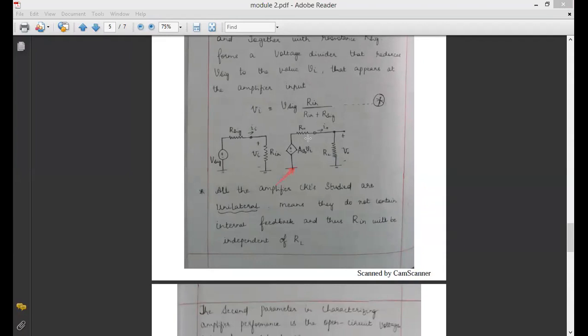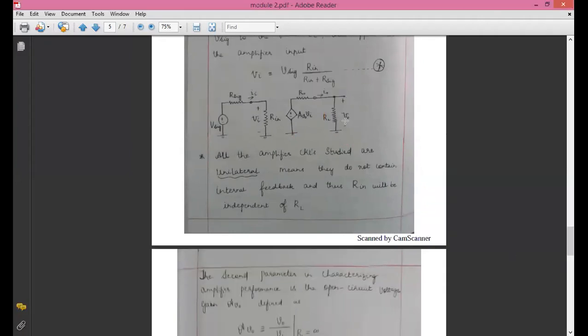To find the output port gain, we have to find the output voltage V naught. How to find the output voltage V naught? To find the output voltage V naught, we have to apply the voltage divider rule here. So what is the equation for V naught when we apply the voltage divider rule? V naught is equal to AV naught into VI into RL divided by R naught plus RL. So we are writing that.